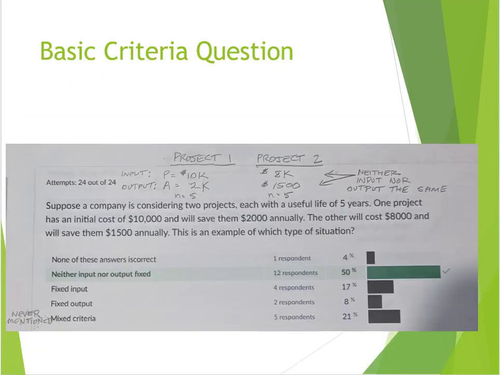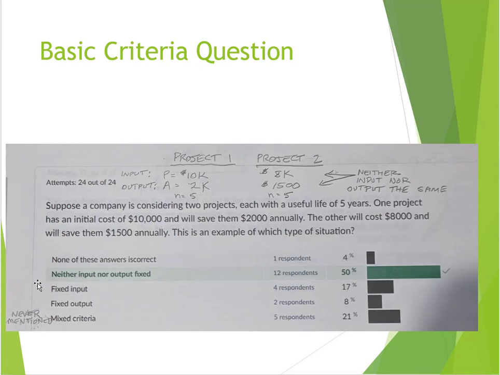So let's look at a few questions. One I picked was this one. 24 students got this question on their quiz, and it says, suppose a company is considering 2 projects, each with a useful life of 5 years. One has an initial cost of $10,000, another which will save $2,000 annually. The other will cost $8,000 and save $1,500 annually. This is an example of which type of situation.